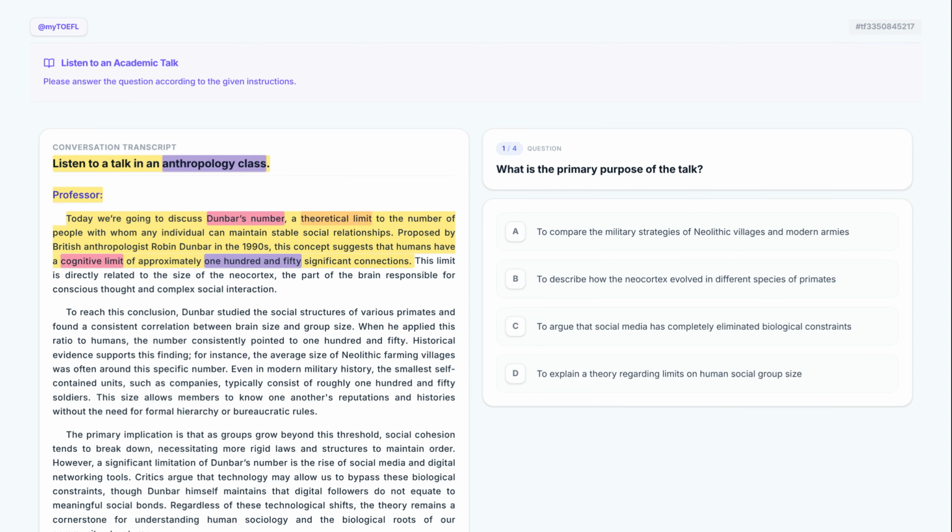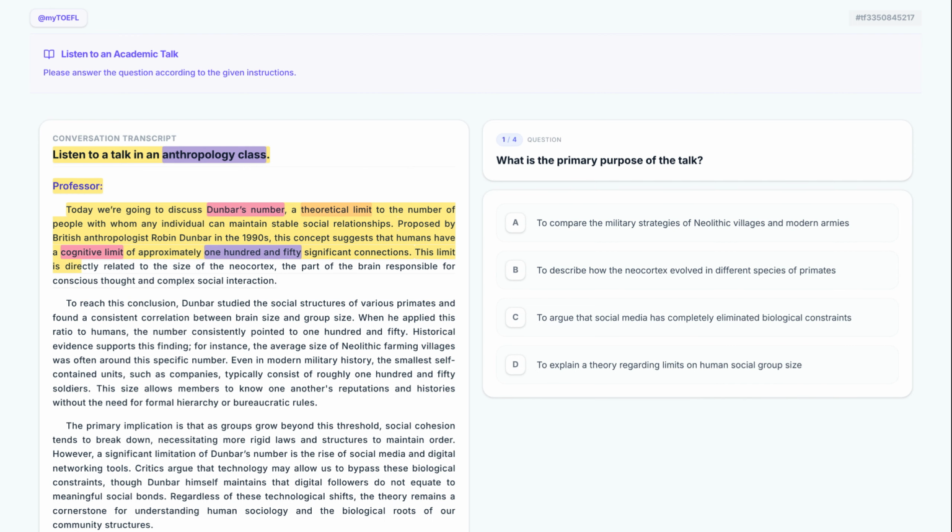This limit is directly related to the size of the neocortex, the part of the brain responsible for conscious thought and complex social interaction. This sentence establishes the biological cause, linking the social limit to the size of the neocortex, the brain's center for complex social interaction.